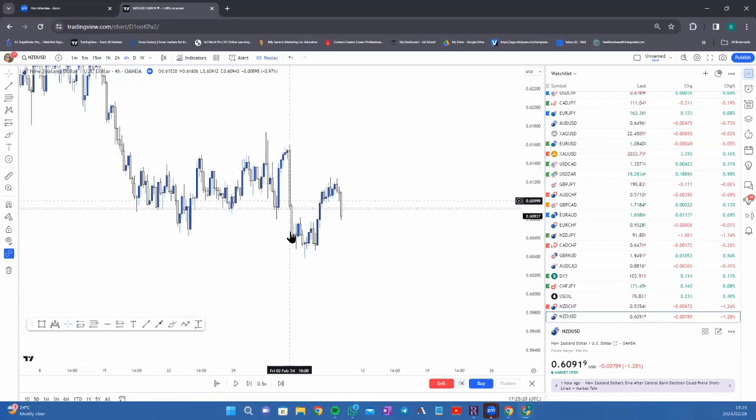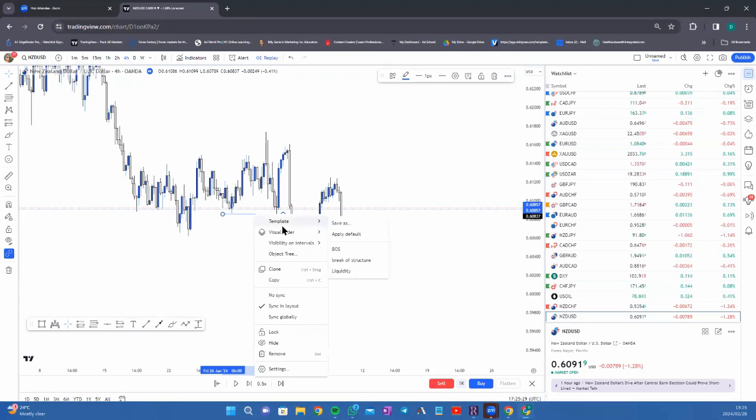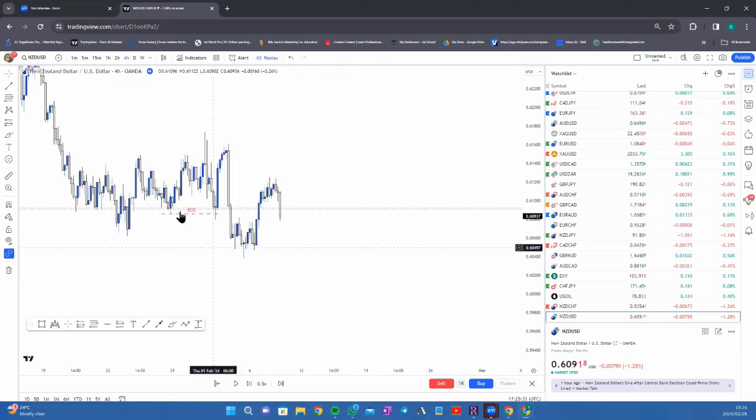Can you guys see? Big engulfing candle breaks the low. Okay, what does that signify? A change of character. Okay. Break of structure, change of character, same thing.